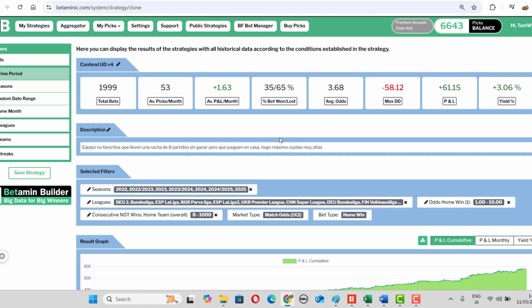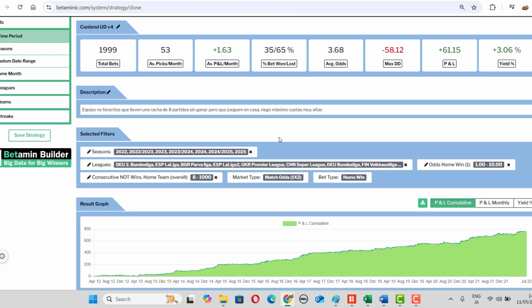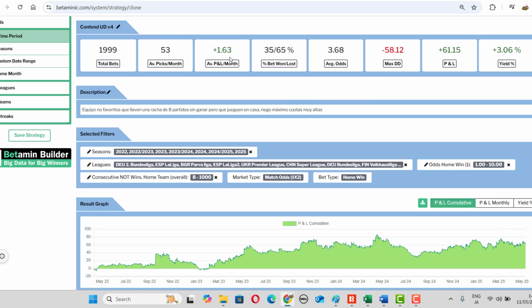And what we often see with this backtested data is we do see profit, but we just see a shadow of that profit. We don't see 15% yield, we see 3% yield. We don't see 4.5 points of profit per month, we see 1.6 points of profit. We still see profit, but it's not at the same levels.